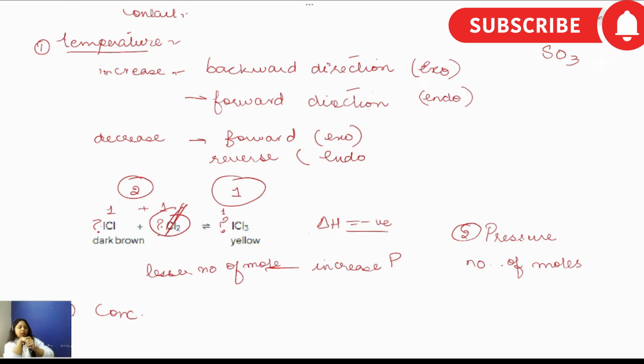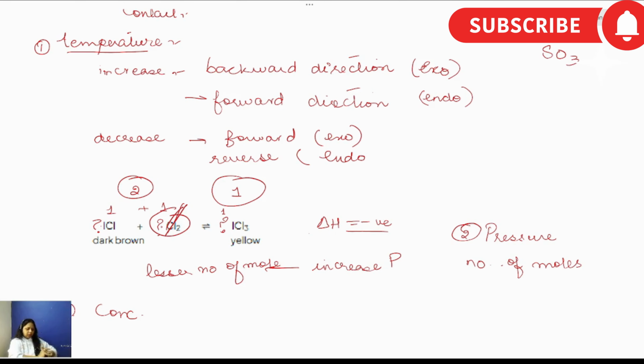In the other case, if I have taken out ICl, iodine monochloride, then again it would shift in the backward direction so that they should be at equal level. All the components should be present in equal concentration. This is equilibrium. We have to maintain the equilibrium.